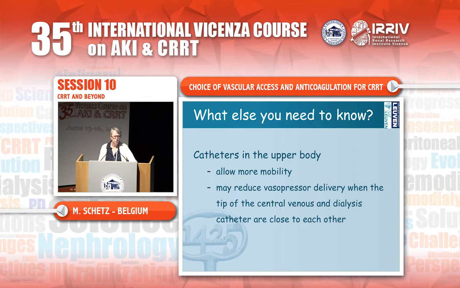Sometimes the choice of the insertion site will be influenced by the fact that the patients need to be mobilized, and that will be easier with a catheter in the jugular vein. But you also need to know that if they require high doses of vasopressors, and when the tip of the central venous and dialysis catheter are close to each other, this may cause problems in vasopressor delivery.